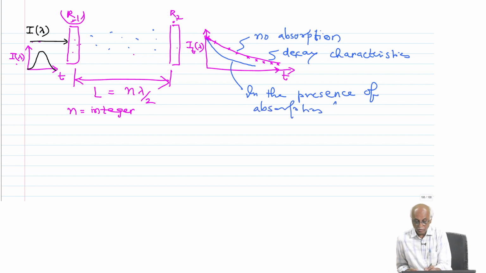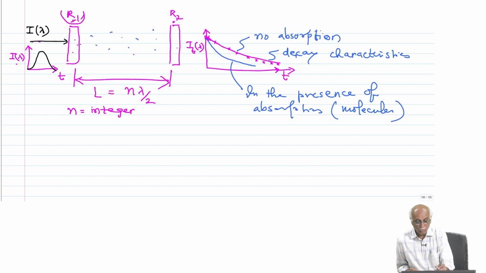Right, because of the absorbing molecules, what will happen? Because of the increase in losses, the transmission characteristics will be different. So, now by measuring the lifetime in the cavity, we can estimate some parameters such as concentration.